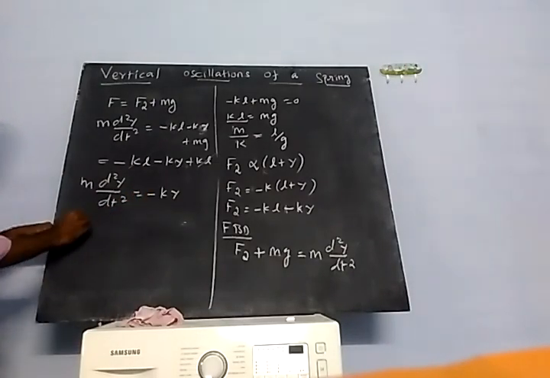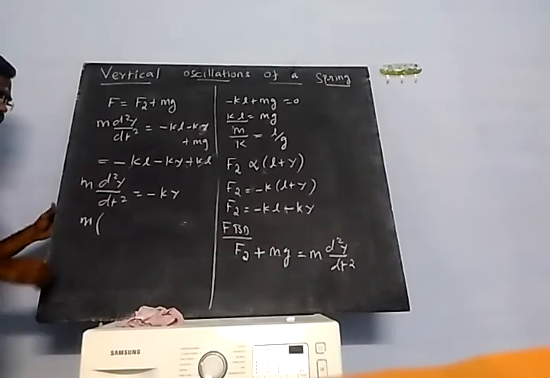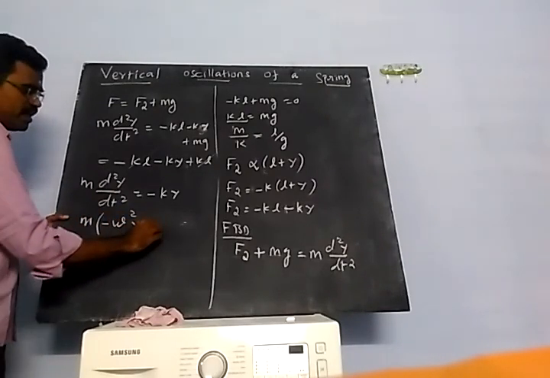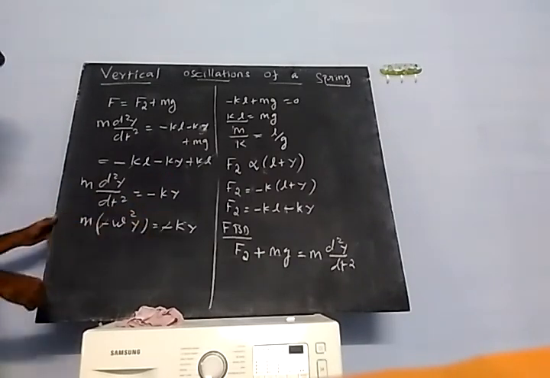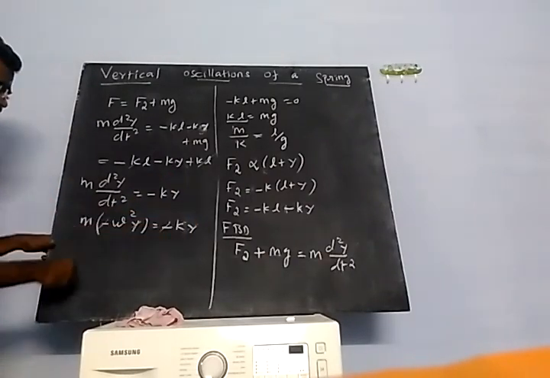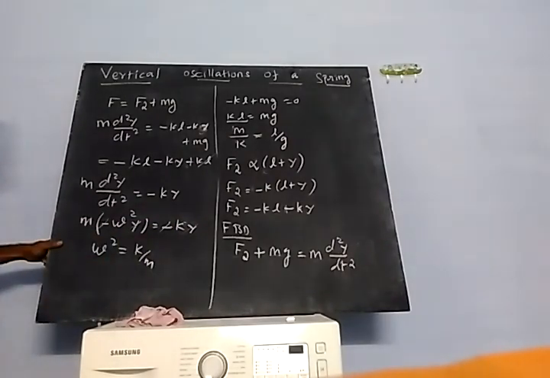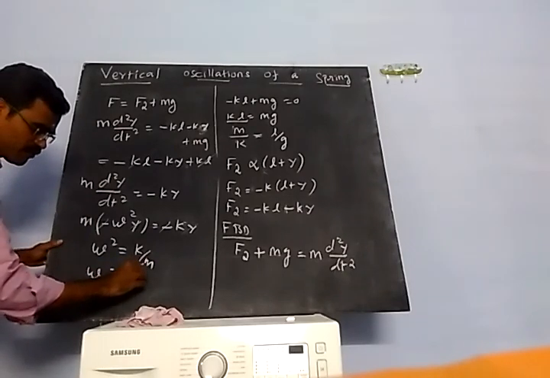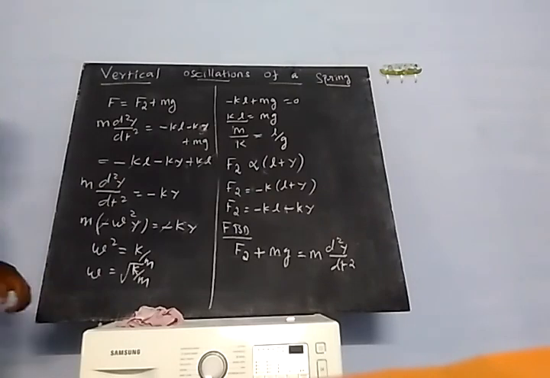Then next, we already know that d squared y by dt squared is equal to minus omega squared y. So m times minus omega squared y is equal to minus ky. Minus minus cancel and y also cancels. Then omega squared is equal to k by m. Then omega is equal to square root of k by m.